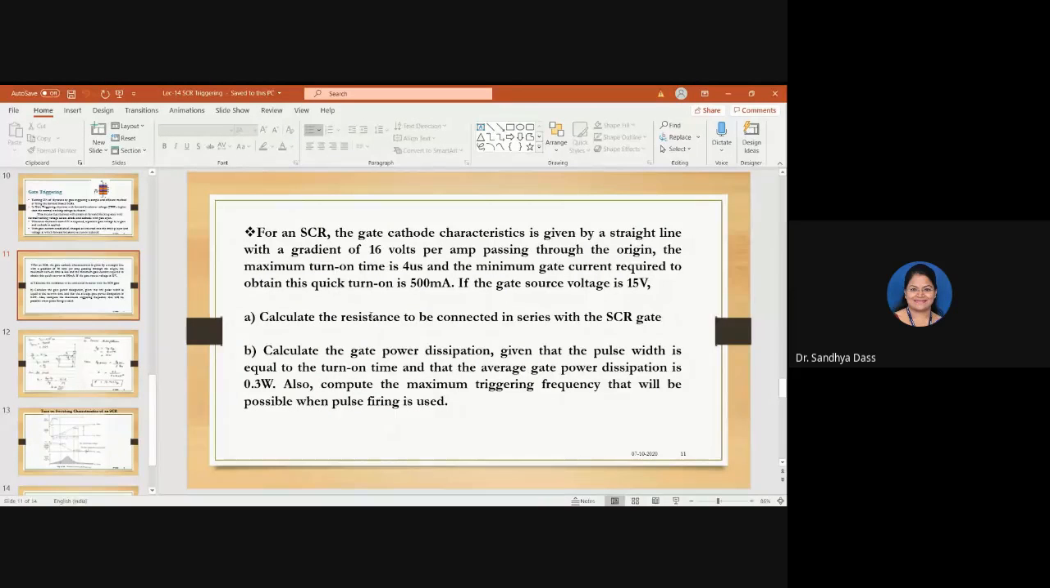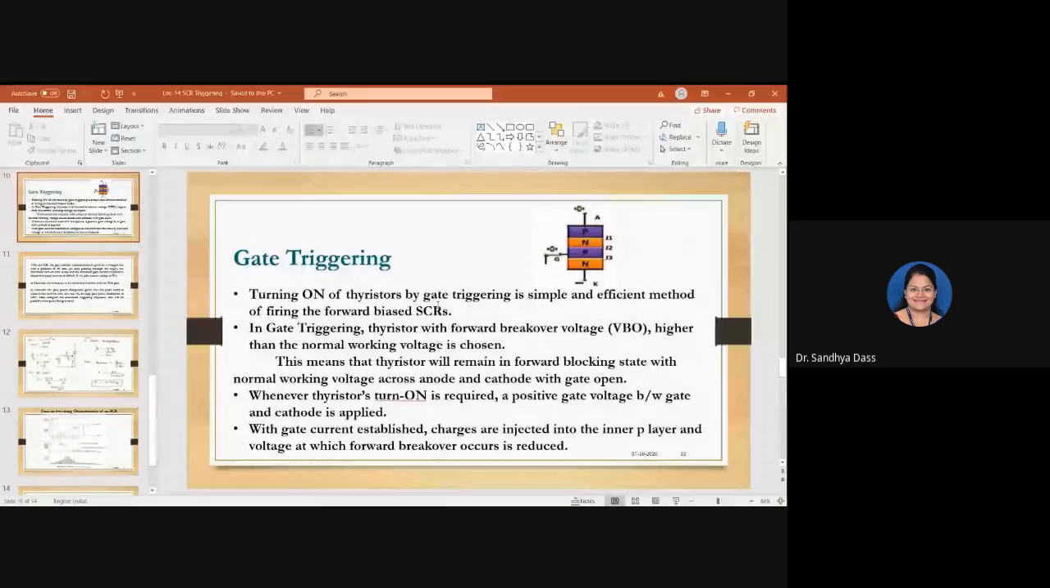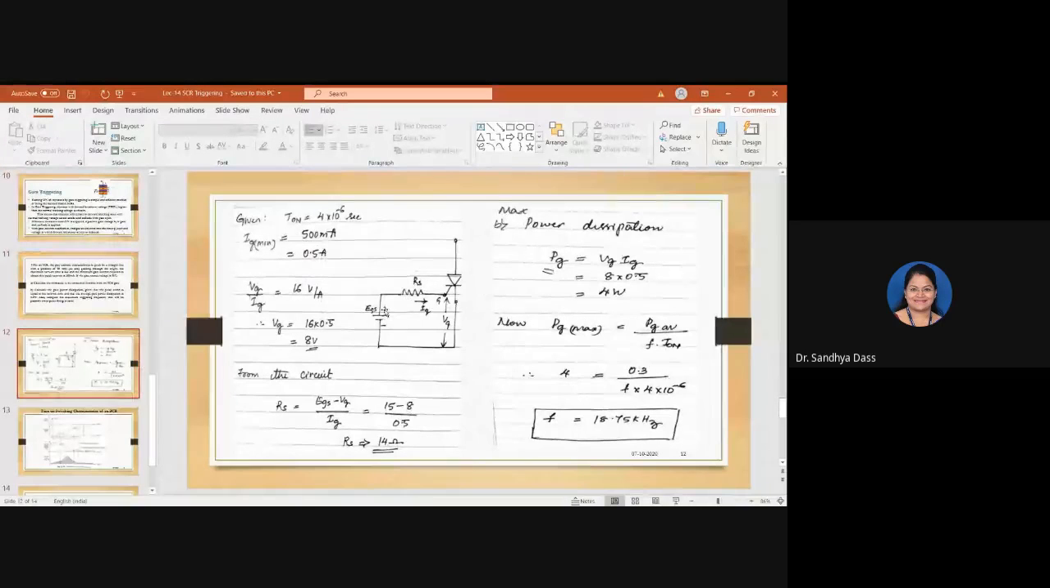Can anyone tell me what is gradient? Gradient in a power system is defined as the rate of change of the electrical parameter or the potential with respect to the distance. So rate of change of electrical potential means voltage in the numerator. With respect to distance means the current. So here we are talking about the variation of gate voltage with respect to the gate current. That is the gradient ratio. It is given as 16 volts per ampere.